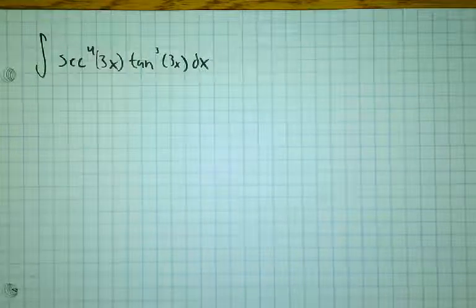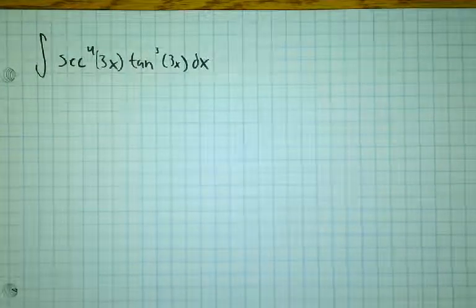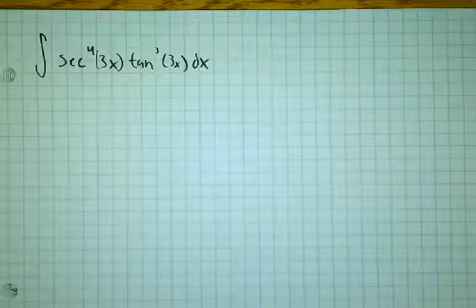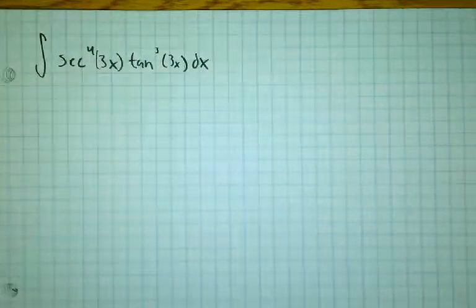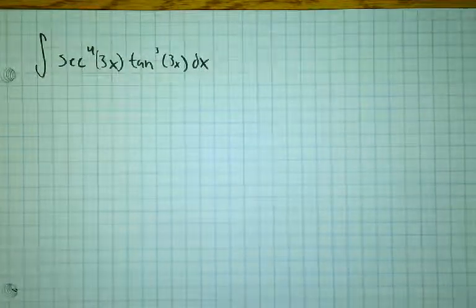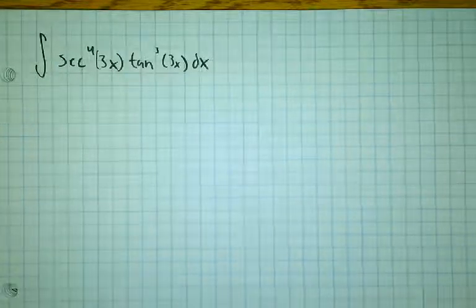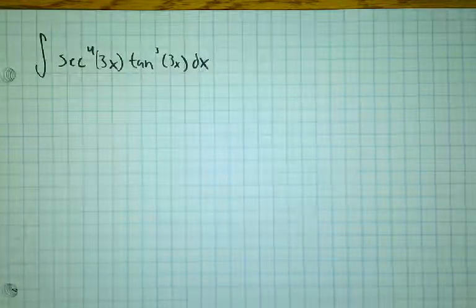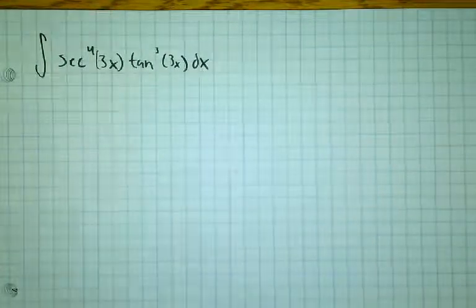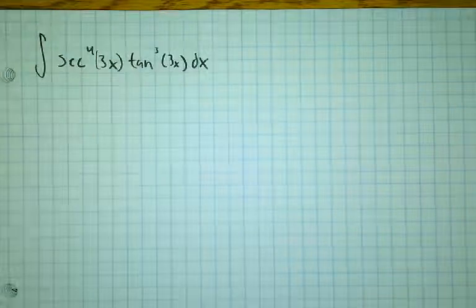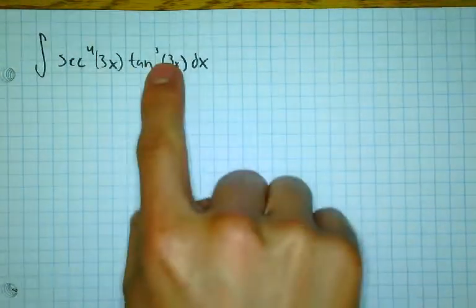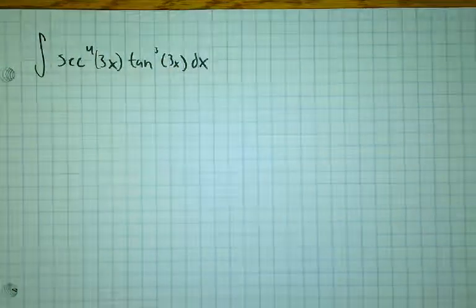Okay, so the rules are a little different this time, right? So go back and read the 5 rules that I provided, and let's see which ones would apply, if any. So the first one applies, right? We have a power of secant being even, right? So we can use that one. Could we use the second? It says the power of tangent is odd, right? So we could use the second one as well.